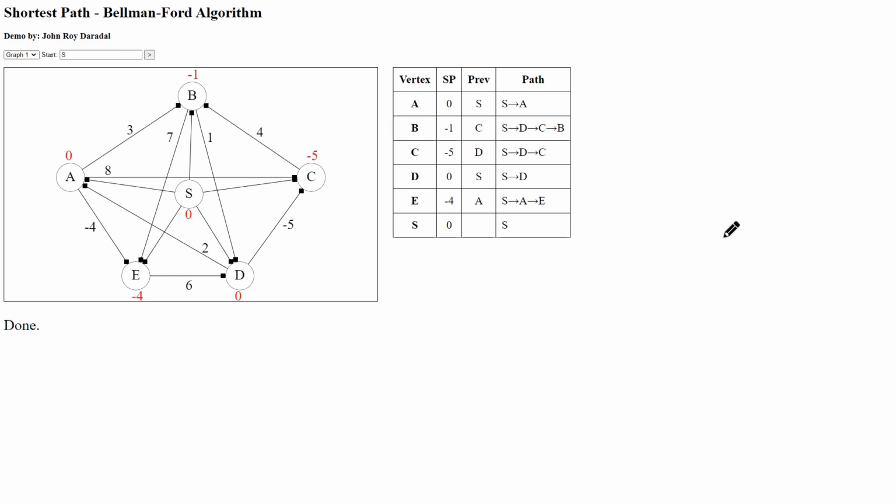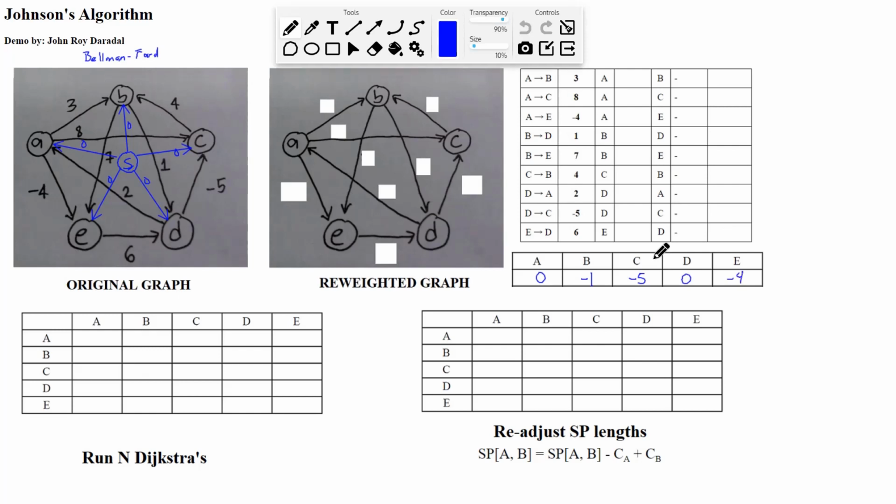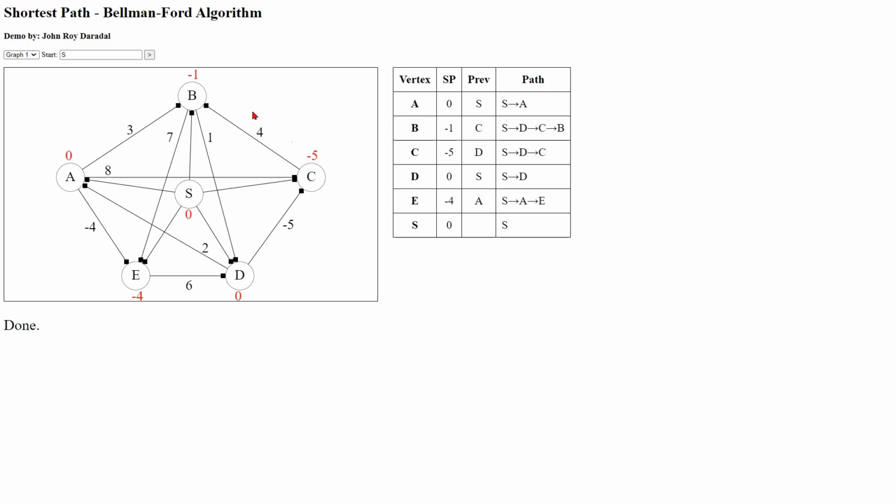shortest paths. So remember, A is 0, B is negative 1, C is negative 5, D is 0, E is negative 4. So let's write that down here as their scores. So A is 0, B is negative 1, C is negative 5, D is 0, and E was negative 4, right? So let's double check if we got it right. So 0, negative 1, negative 5, 0, negative 4. That was here, right? 0, negative 1, negative 5, 0, negative 4. So we got that right.